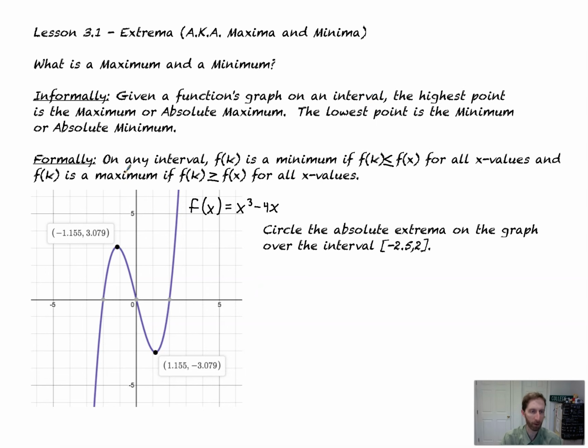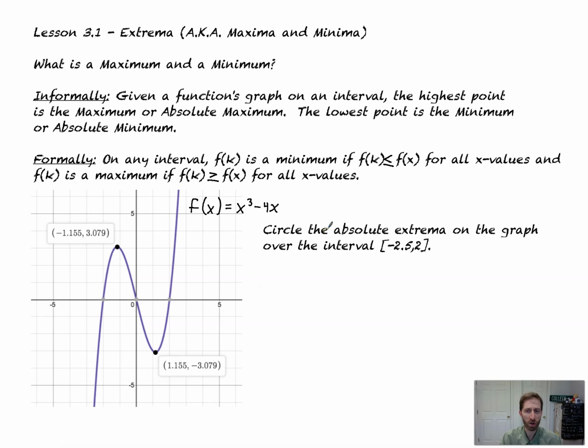That's all. Formally, if you've got any interval such that f of k is a minimum, then that's going to be true if f of k, the y value, is less than or equal to f of x for all x values. Basically, that means it's the lowest point out of all the y values. And f of k is a maximum only if f of k is more than or equal to all other y values, f of x, for all the x values in that interval. Okay, so that's very formal. But let's take a look at it. I think the graph will make this very simple.